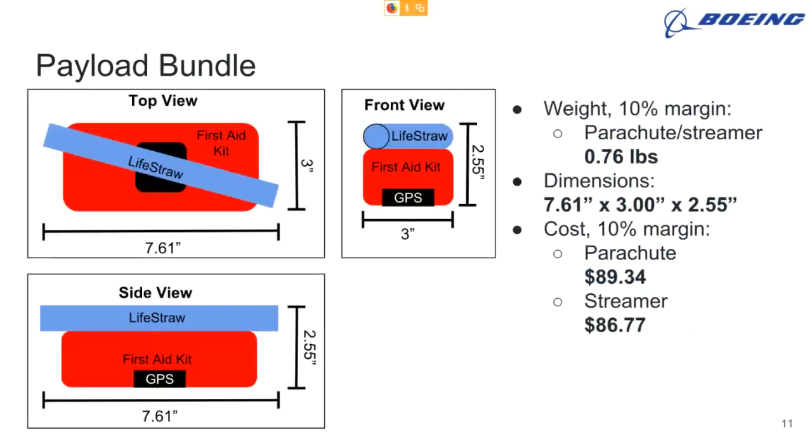This shows what our payload looks like. It's a simplified picture of it. It has our dimensions and our weight. It is approximately 3/4 of a pound and about $90 per payload.